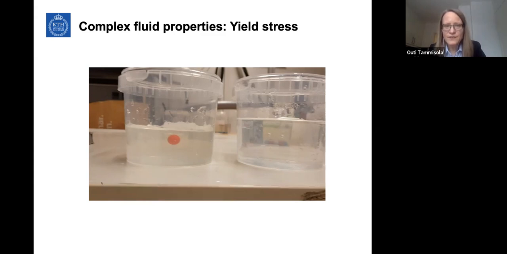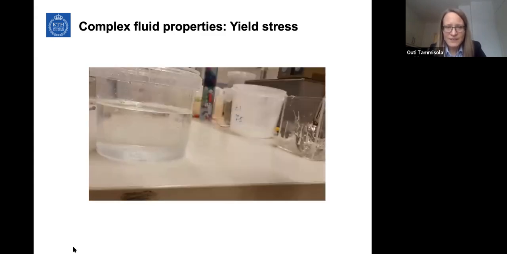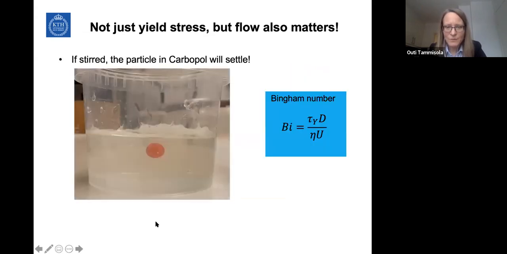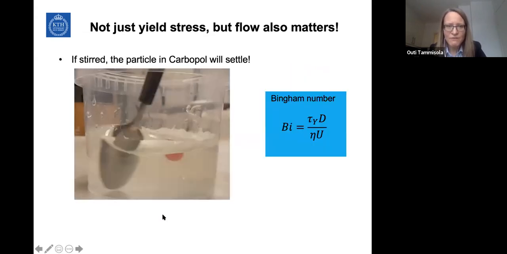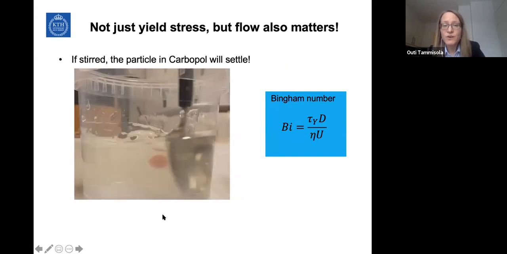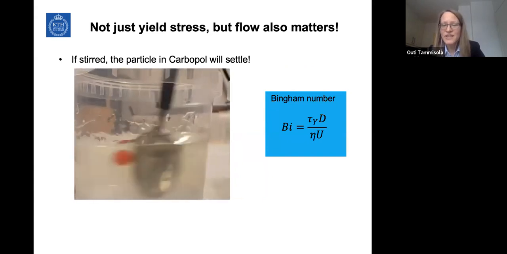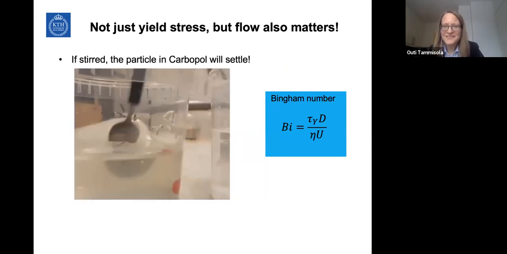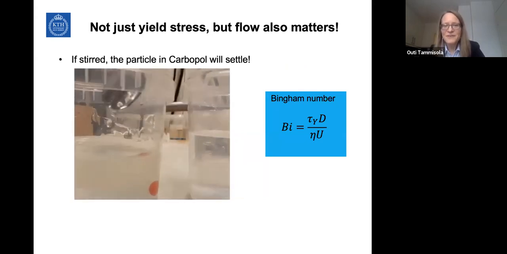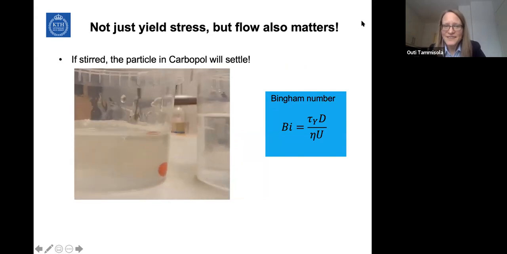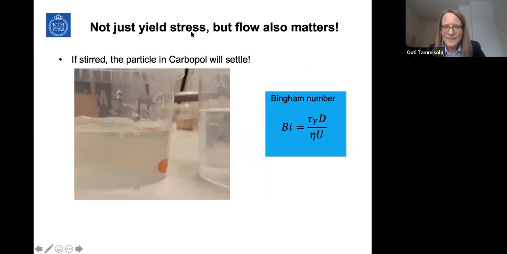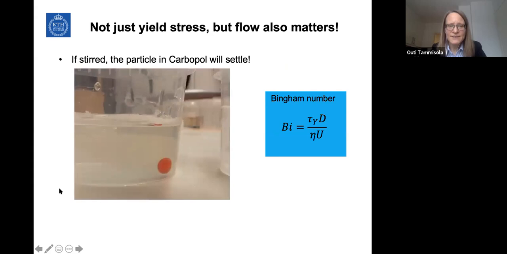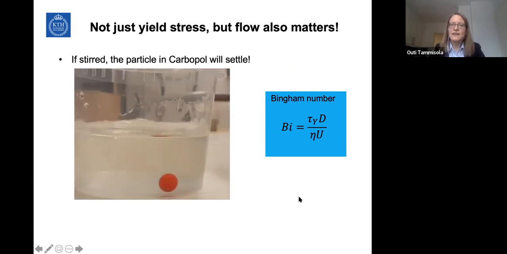However, it's not always that simple. We also often have flow. So here, if I introduce a flow by stirring the liquid, then I'm able to make the particle settle. So now I have the balance between flow and yield stress.